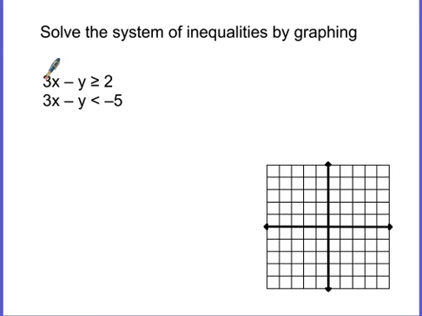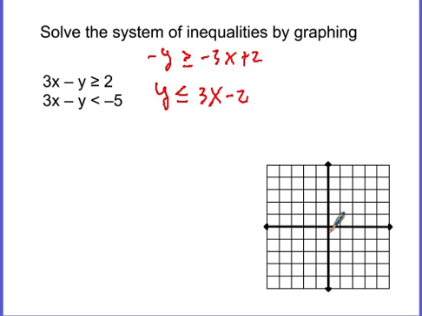This is going to get interesting. So subtract 3x from both sides, right? So negative y is greater than or equal to negative 3x plus 2. Now what? Divide by negative. So multiply or divide by negative 1. So it would be y is less than or equal to 3x minus 2. Okay, so negative 2, then up 3, right 1. And it's a solid line on this one.